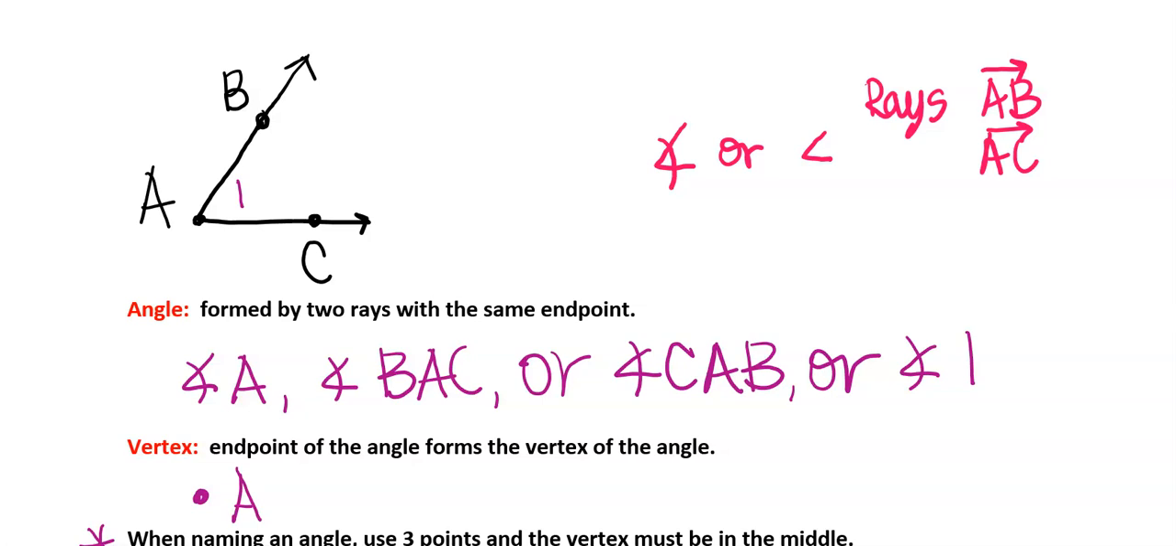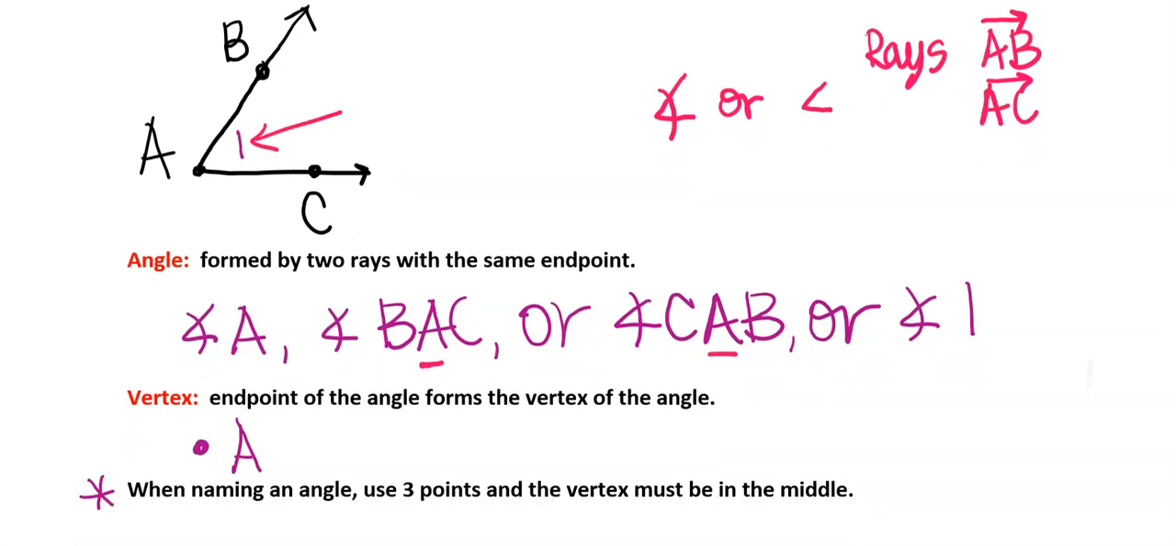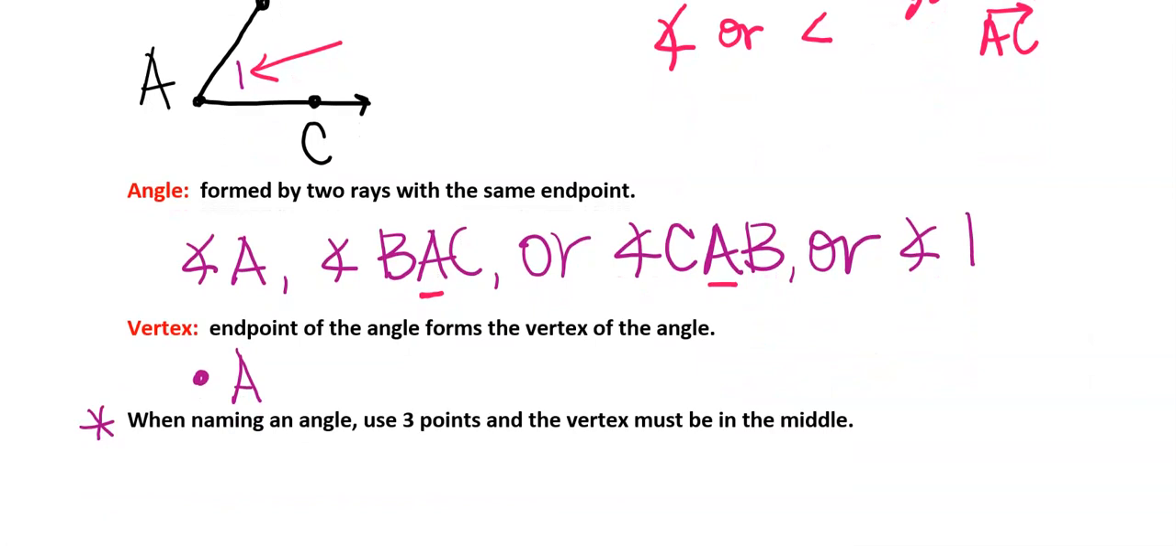Here's the number of ways that you can name this angle. You can name it angle A. The letter that you pick, if you use a single letter, has to be the vertex. You could name it angle BAC. The vertex has to be in the middle. You could switch those letters around and do CAB. The A has to be in the middle. Or sometimes they put a number inside, and you can name it using the number as well. Just to verify again, when you're naming an angle, if you're using 3 points, the vertex has to be in the middle.